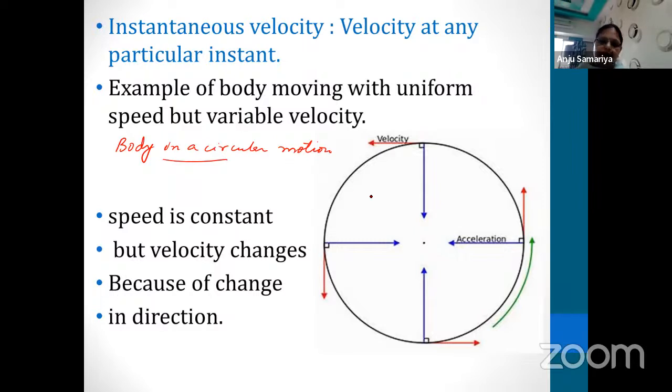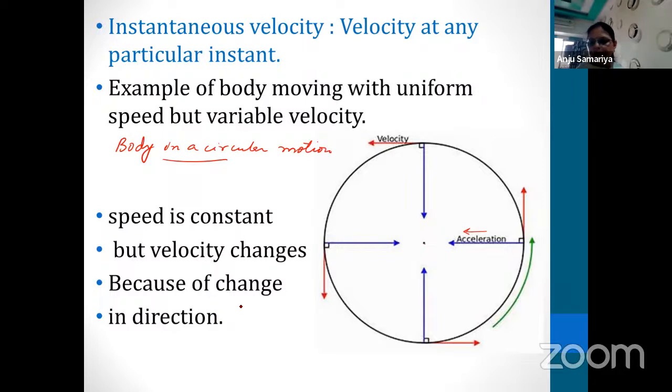Look at this one. So this is the center of the circle, and the acceleration is always inward towards the center. This is called centripetal force, and centripetal force produces an acceleration inward. And so the body is moving, changing its direction every moment. So this is an example of a body moving with uniform speed but variable velocity. The velocity is changing because of the change in direction.